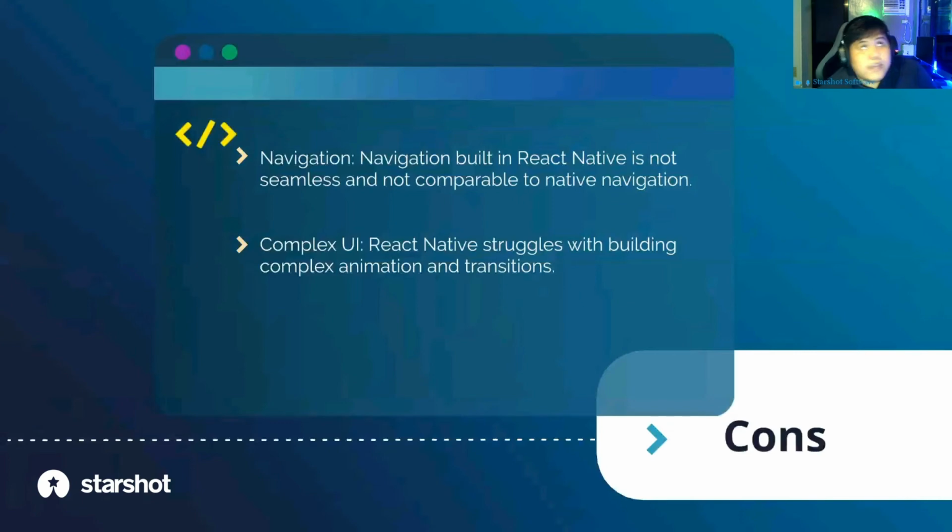I read an article about Airbnb shifting. Airbnb was made in React Native, but they decided to shift to using first-party native apps because I think they struggled creating complex animations and transitions, and also they take a lot of effort to customize some things in React Native. So they decided to choose the native route instead.